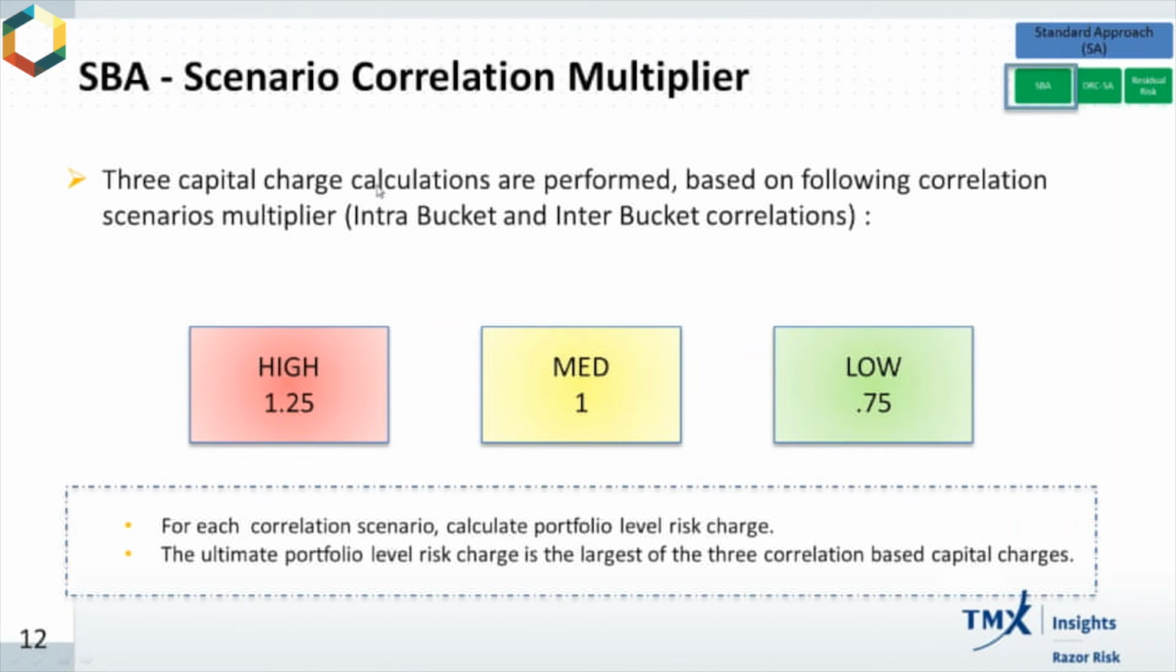Three capital charges are calculated based on the scenario multiplier times inter-bucket and intra-bucket correlation. For each correlation scenario, we calculate the portfolio level risk charge, and the ultimate portfolio risk charge is the largest of the three correlation-based capital charges. So basically, correlation will be shocked for three scenarios, and the largest one will be used as the capital charge. So this is the SBA.